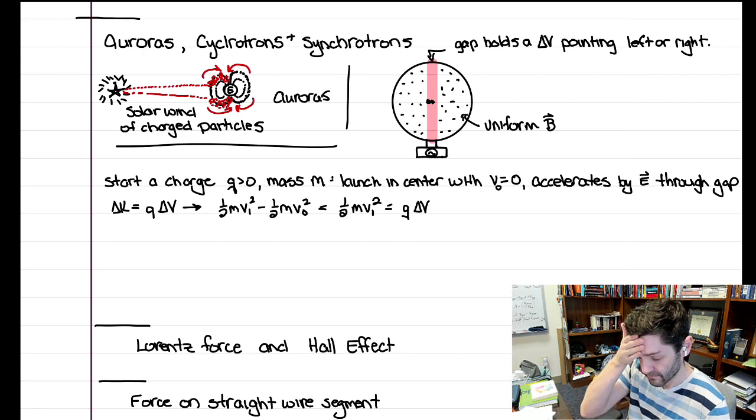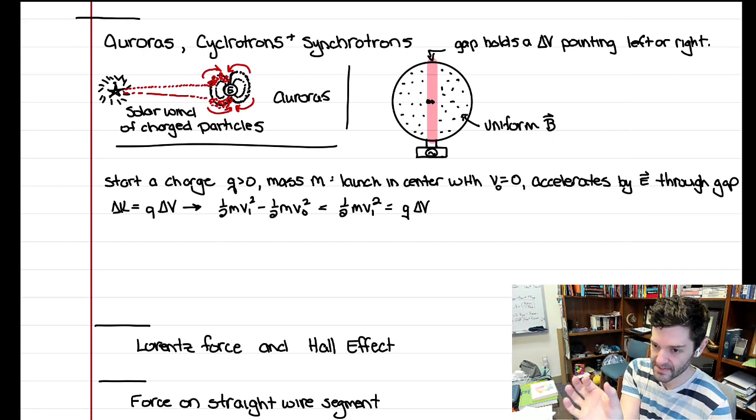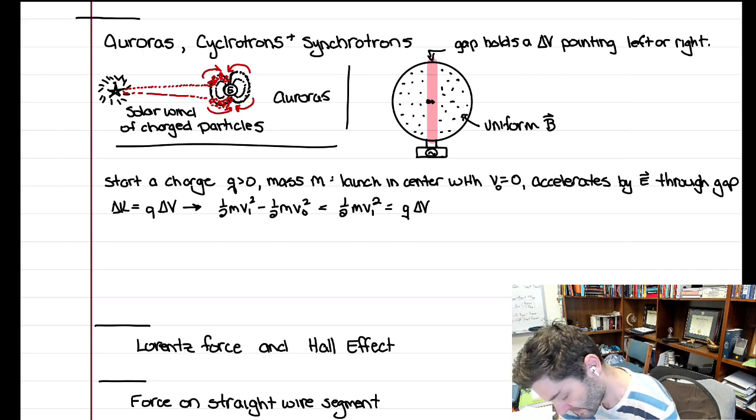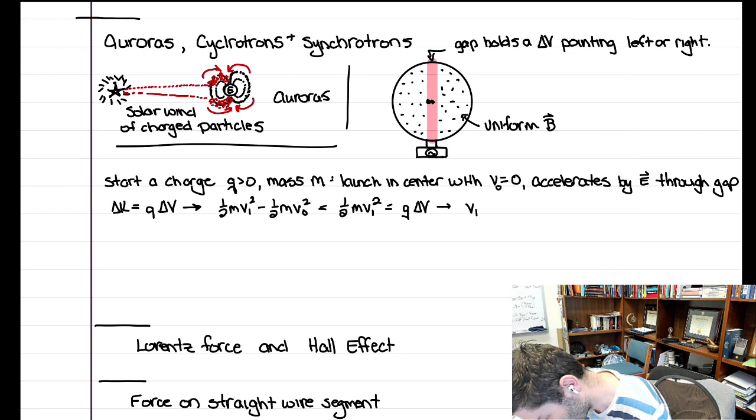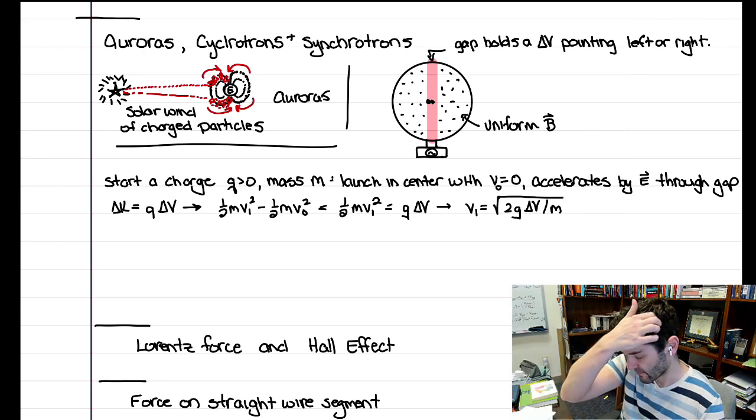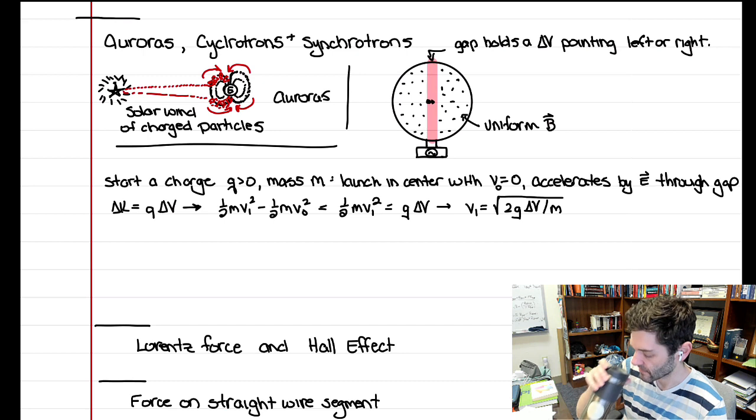And the whole goal is that this oscillator machine at the bottom holds a constant potential. So in that case, it looks like V1 is just the square root of 2Q delta V divided by M. Note that the ratio M over Q appears again, though in this case it's flipped, Q over M.